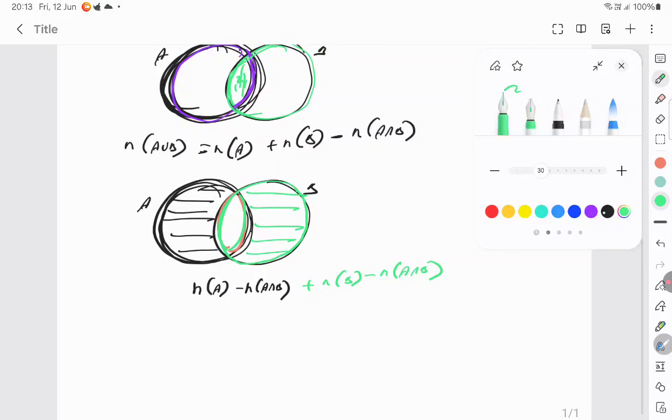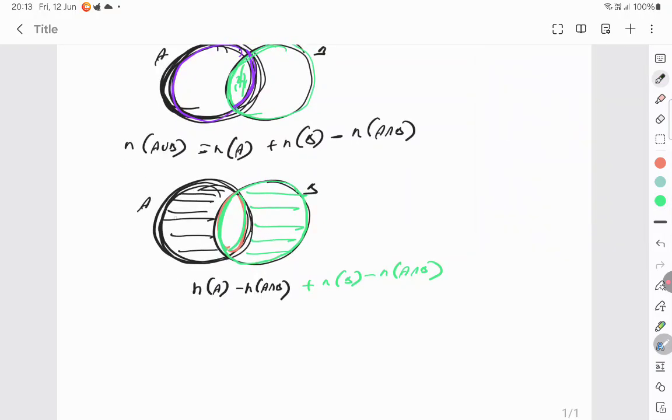So only exactly one. Either they drink tea or they drink coffee, only one. They should drink only one, not both. It's not A or B, it's only A and only B. Only A, only B refers to a combination of both of these, which is n of A plus n of B minus 2 times n of A intersection B.